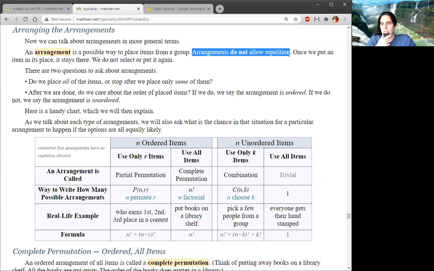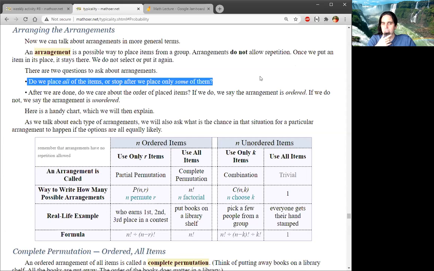Arrangements do not allow repetition. Once we put an item in its place, it stays there. We can't pick it up and use it again. But there are two things to ask about arrangements. First, do we place all of the items, or do we just put some of them on the shelf and then stop?